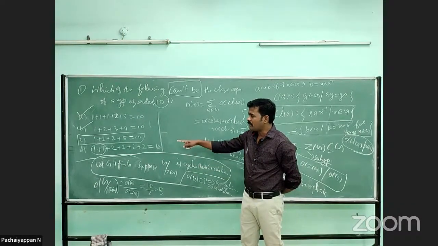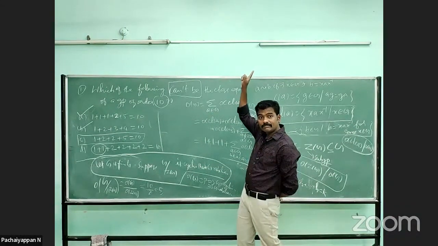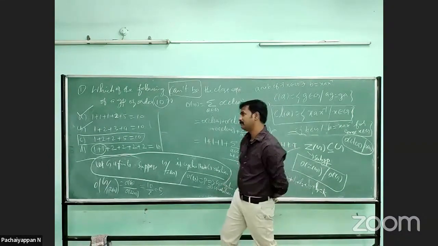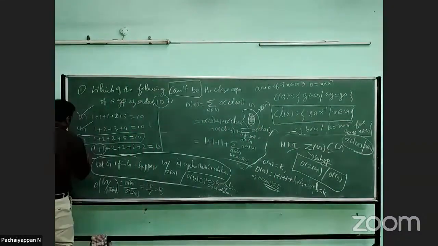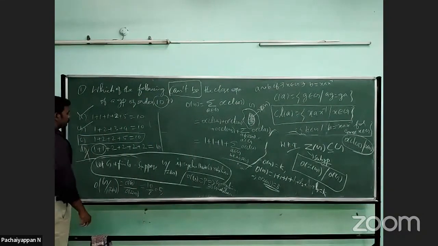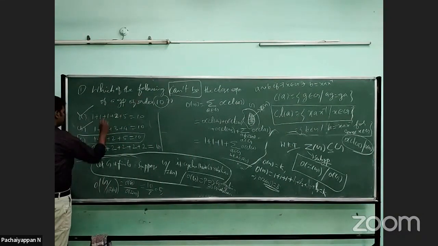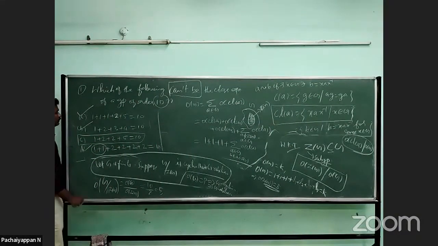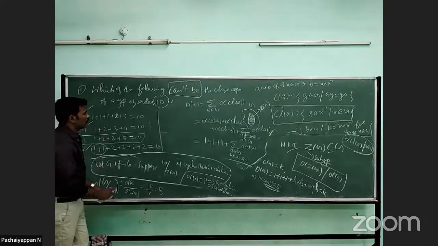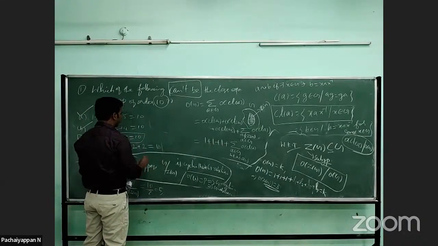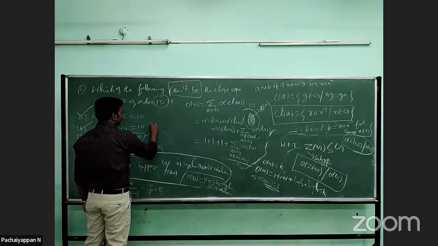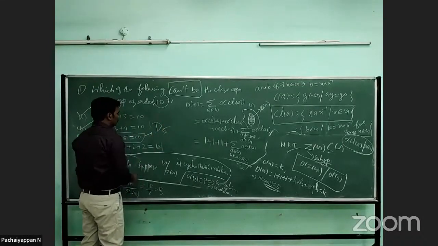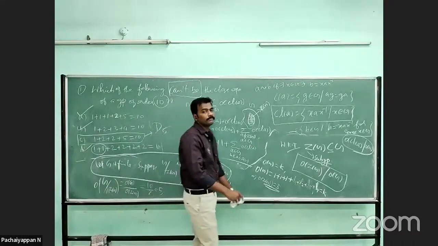So therefore, option D cannot be a class equation of any group of order 10. The question asks which is not a class equation, so this is not a class equation. What about this one? I'm not going to explain, it will take time. This is D5. This is the class equation of D5.